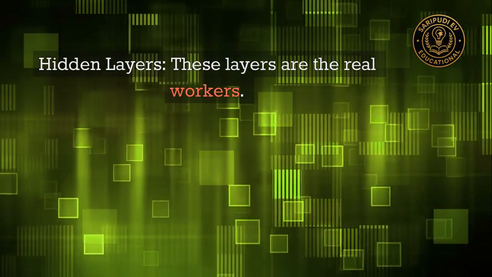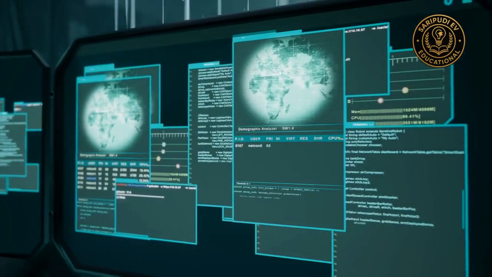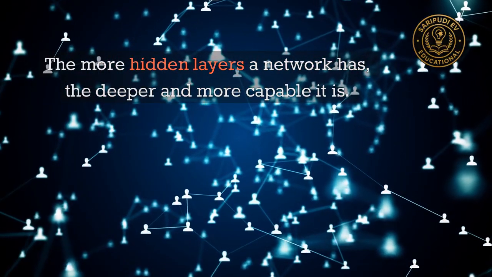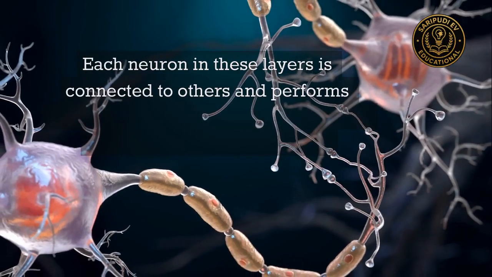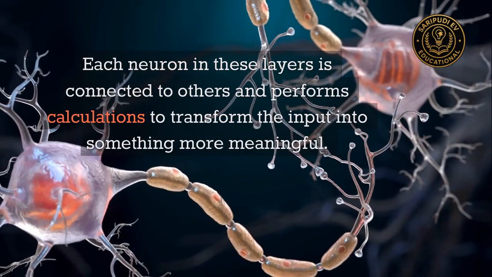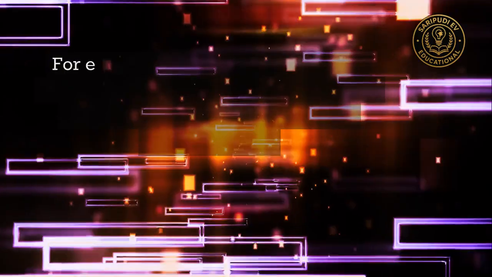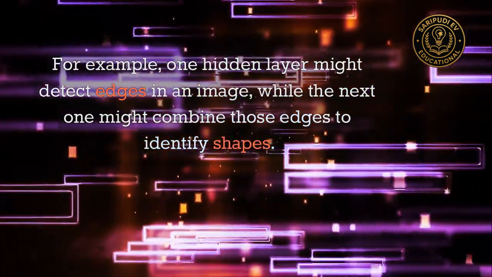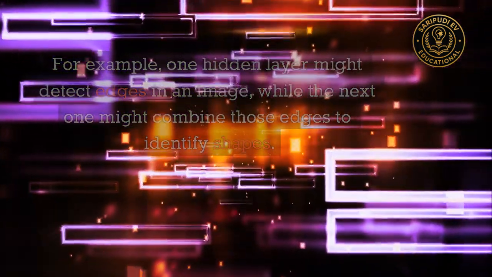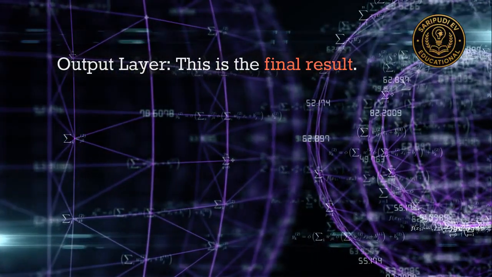Hidden layers. These layers are the real workers. They take the input, process it, and send it forward. The more hidden layers a network has, the deeper and more capable it is. Each neuron in these layers is connected to others and performs calculations to transform the input into something more meaningful. For example, one hidden layer might detect edges in an image, while the next one might combine those edges to identify shapes. Output layer. This is the final result.